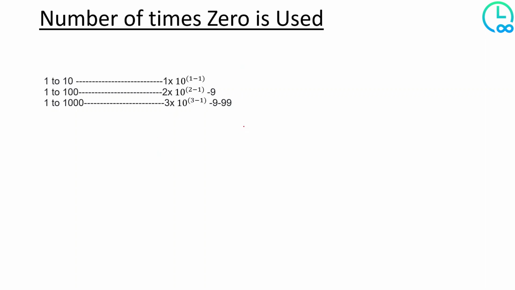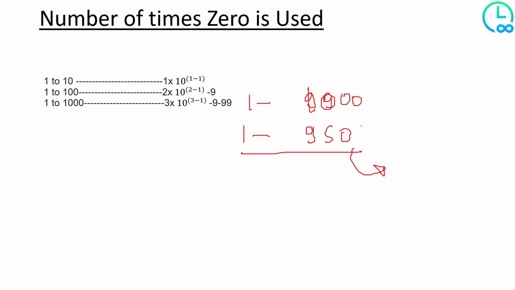Suppose the question asks, let's say, till 950. If you write numbers from 1 to 950, how many times will 0 be used? After that you can count the zeros that will be used after 950, and you can find till 999, or till 1000, and subtract that, just adjust. So I hope this got clear. This was the last thing. This completes our classification of numbers.